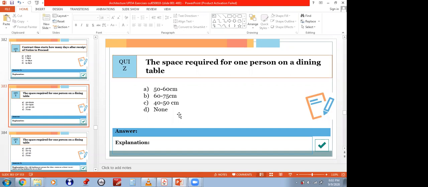Okay. Then I have another question. What is the minimum headroom required in a building? Minimum 2.2 meters. 2.22. 2.2? No, 2.22. 2.4? No.